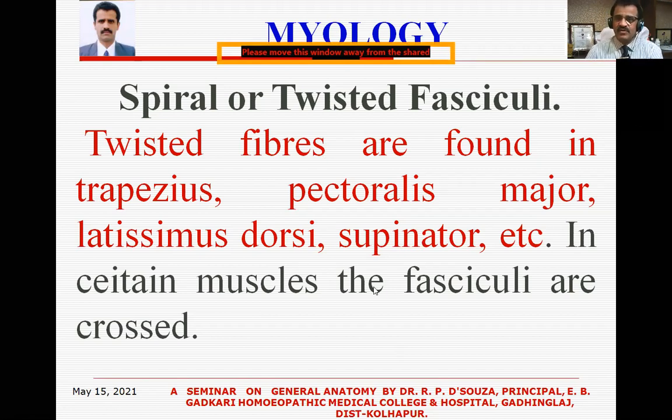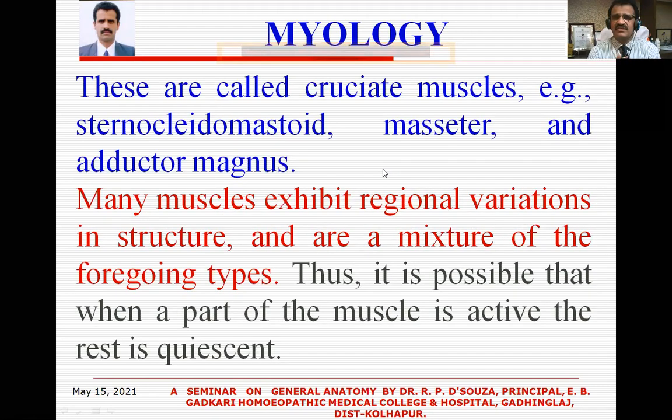Or spiral shape. Okay, in certain muscles the fasciculi are crossed. These are called cruciate muscles. If the muscle is crossed, it is called a cruciate muscle. For example, sternocleidomastoid has cruciate fasciculi. Masseter muscle, which is present on the cheek of your face, also has cruciate fasciculi. And adductor magnus also has cruciate fasciculi. Many muscles exhibit regional variations in structure and are a mixture of the foregoing types. Some have a mixture also. Thus, it is possible that when a part of the muscle is active, the rest is quiescent.